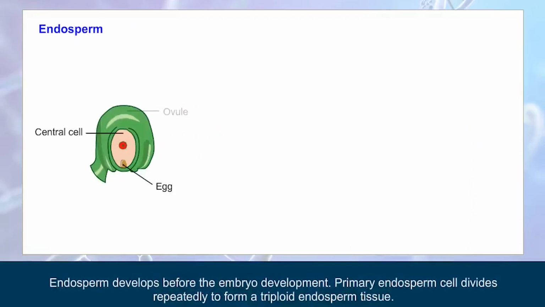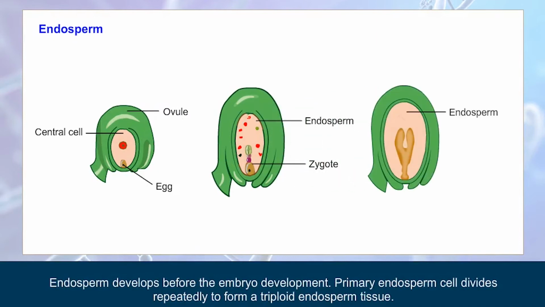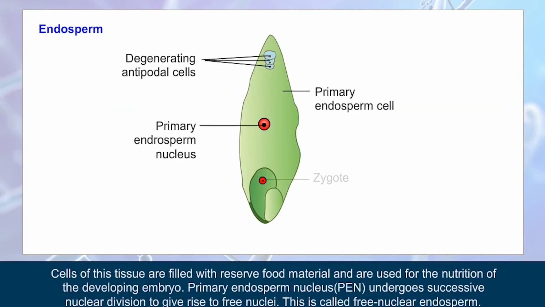Endosperm. Endosperm develops before the embryo development. Primary endosperm cell divides repeatedly to form a triploid endosperm tissue. Cells of this tissue are filled with reserve food material and are used for the nutrition of the developing embryo. Primary endosperm nucleus, PEN, undergoes successive nuclear division to give rise to free nuclei. This is called free nuclear endosperm.